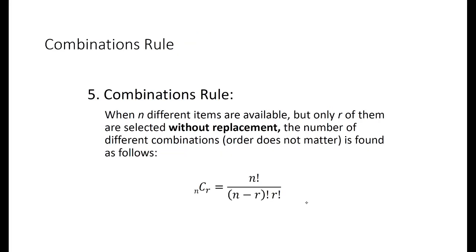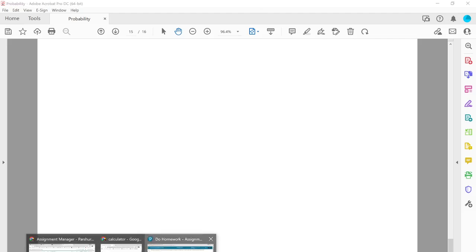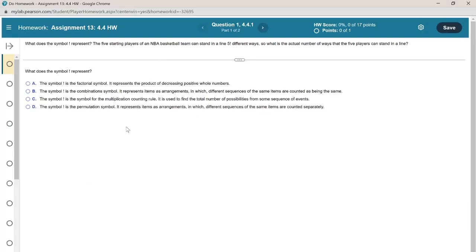Okay, here is the next rule, the combination rule. When n different items are available but only r of them are selected without replacement, keep in mind that for a combination, order does not matter. This is the formula we're going to use for combination: n factorial divided by n minus r factorial times r factorial. We are going to do a couple of examples from this section.